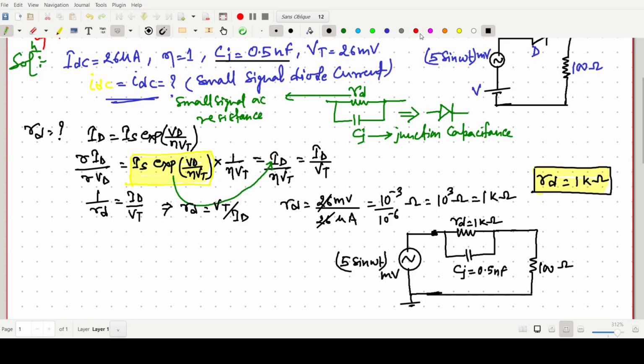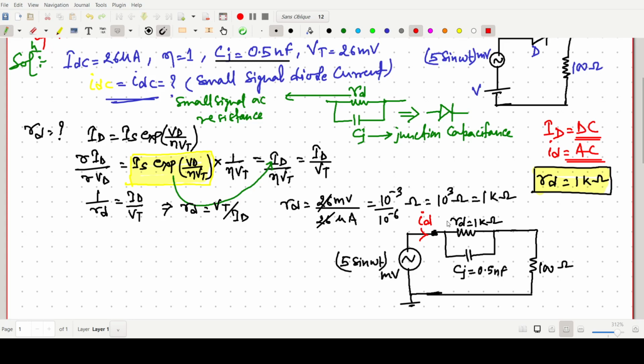Now we have to find the value of small id. In my earlier video I already told the notation. If the symbol is capital and the subscript is also capital, it represents DC type. And if I is small and the subscript is also small, it is called the AC current. The AC notation, DC notation, and the instantaneous notation I already discussed.